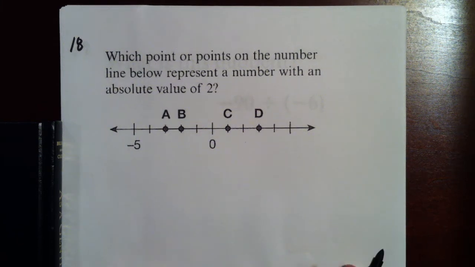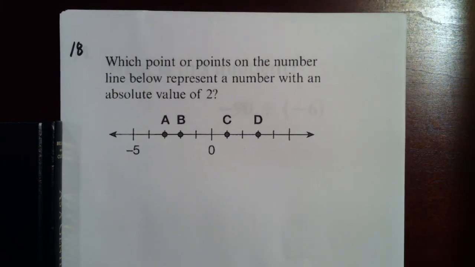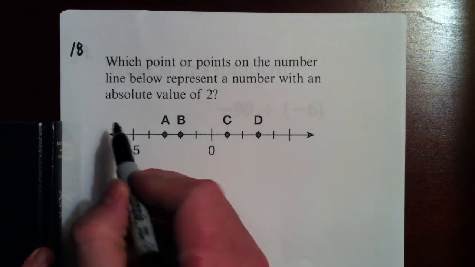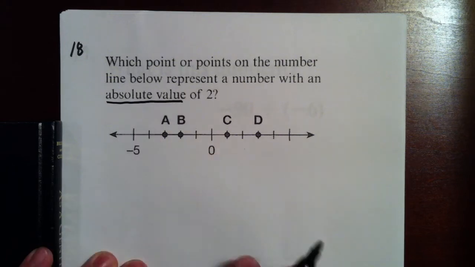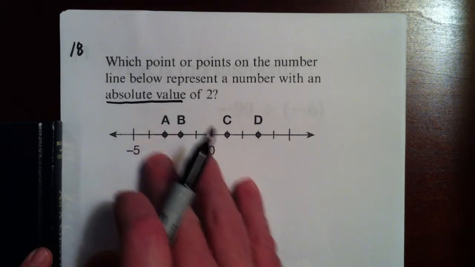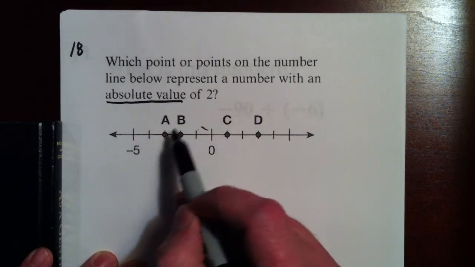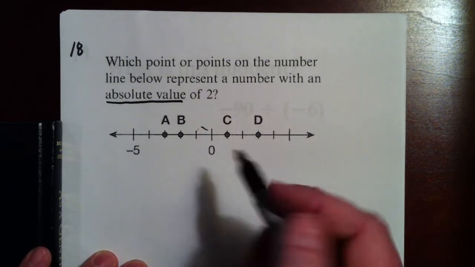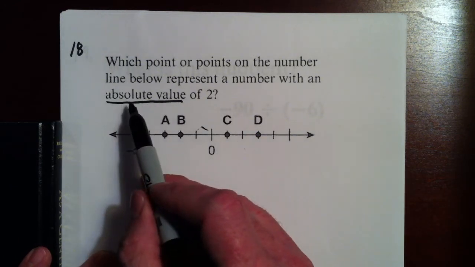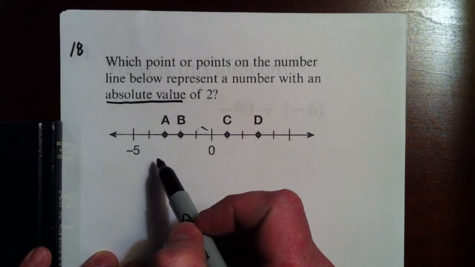Which point or points on the number line below represent a number with an absolute value of 2? Well, if we remember, absolute value is just distance from 0. So we could find the absolute value of any of these by counting back or forth from 0. What this is asking is, which points have an absolute value of 2?